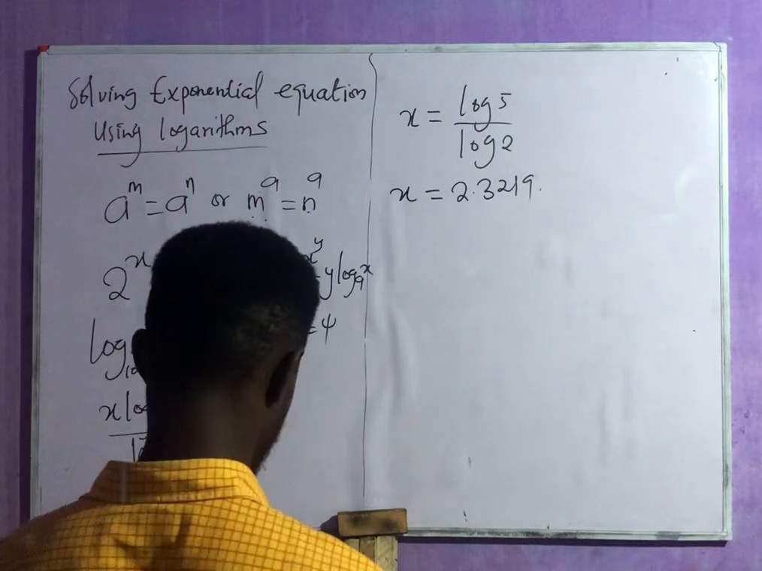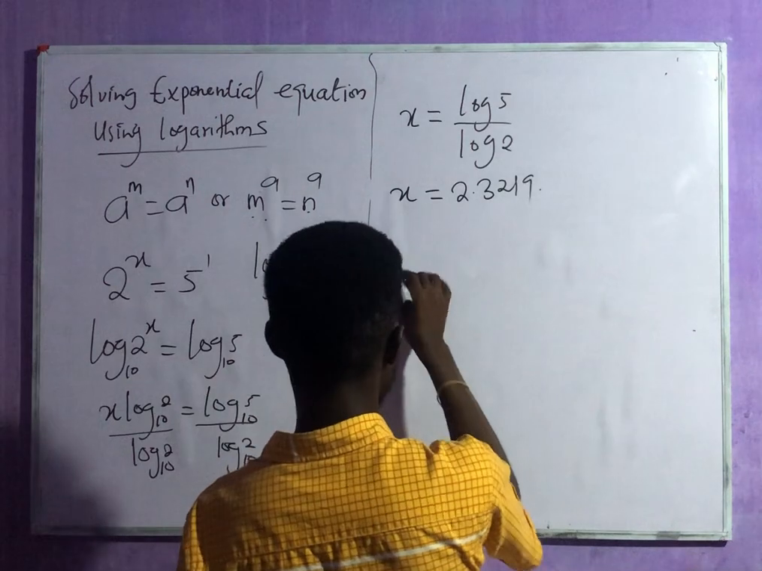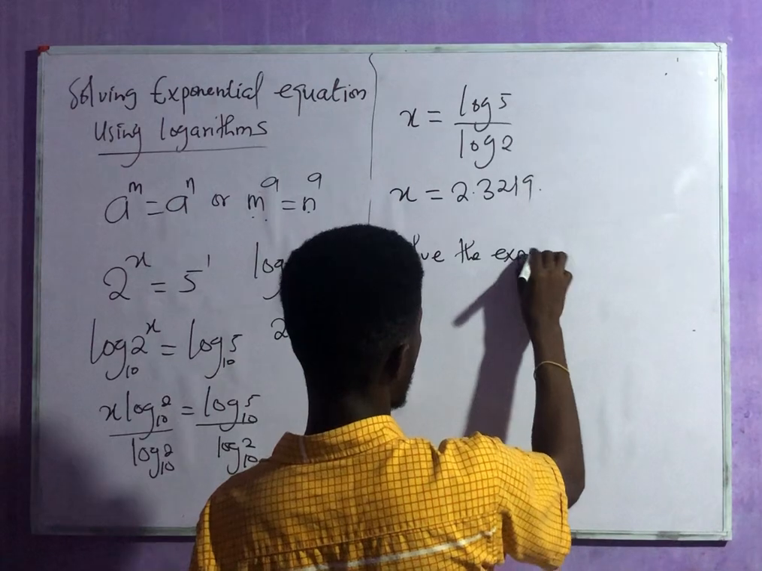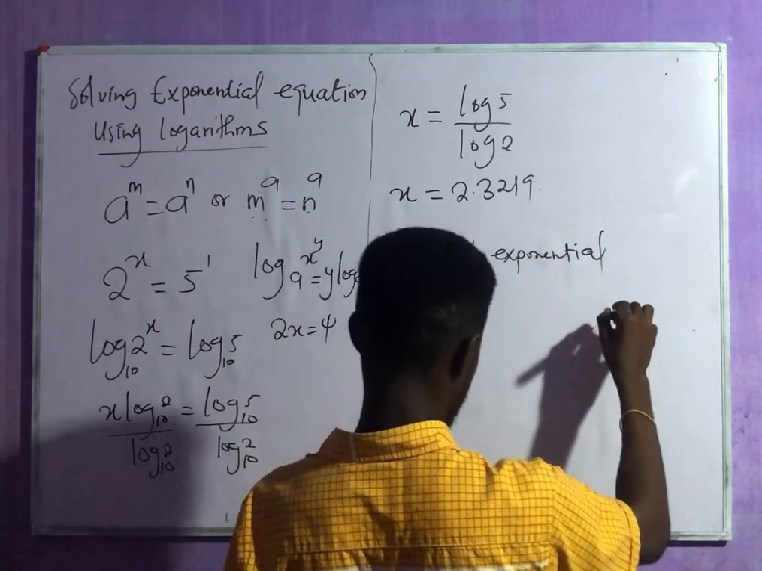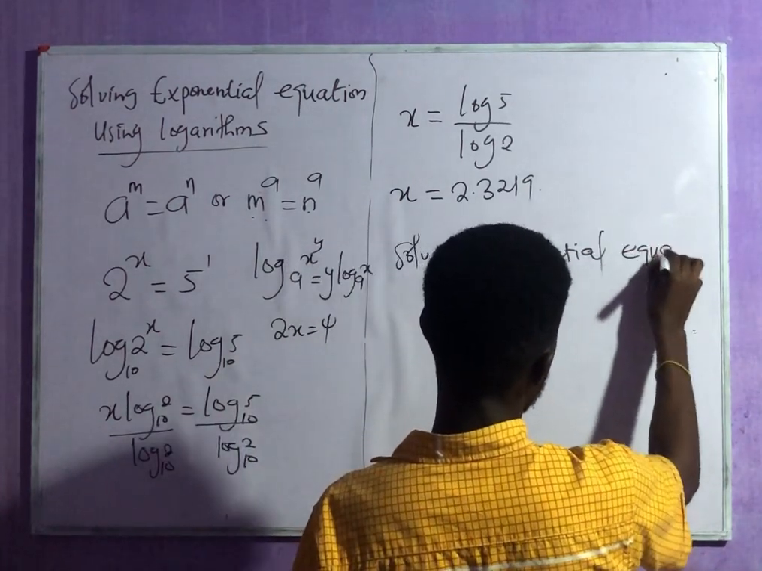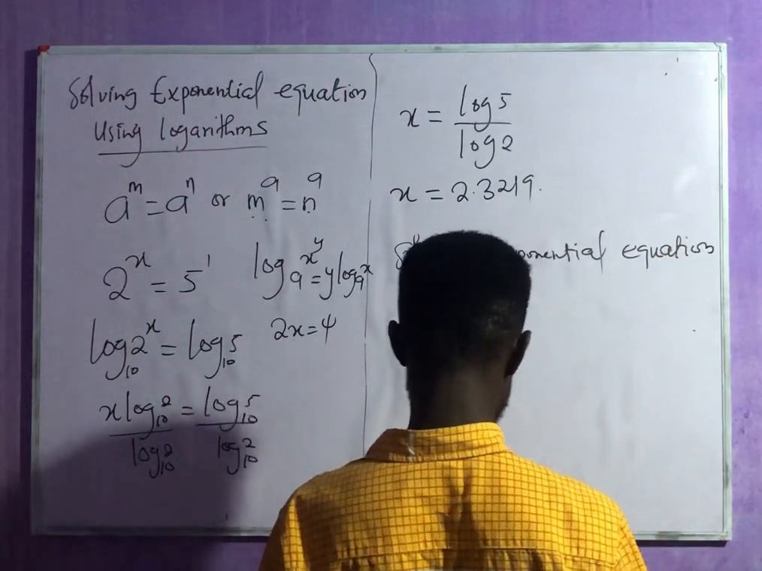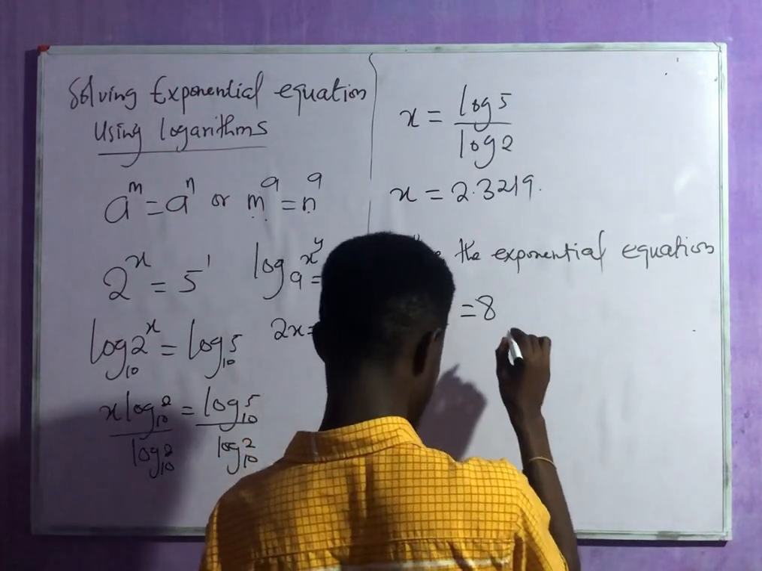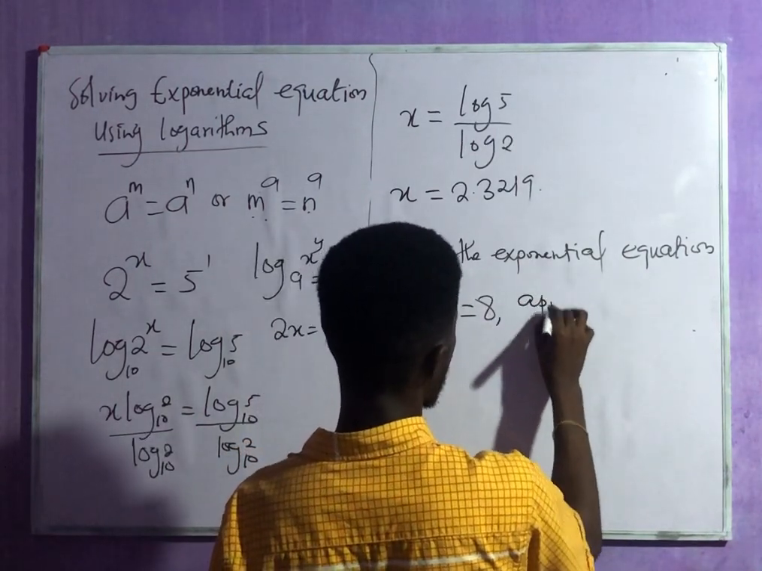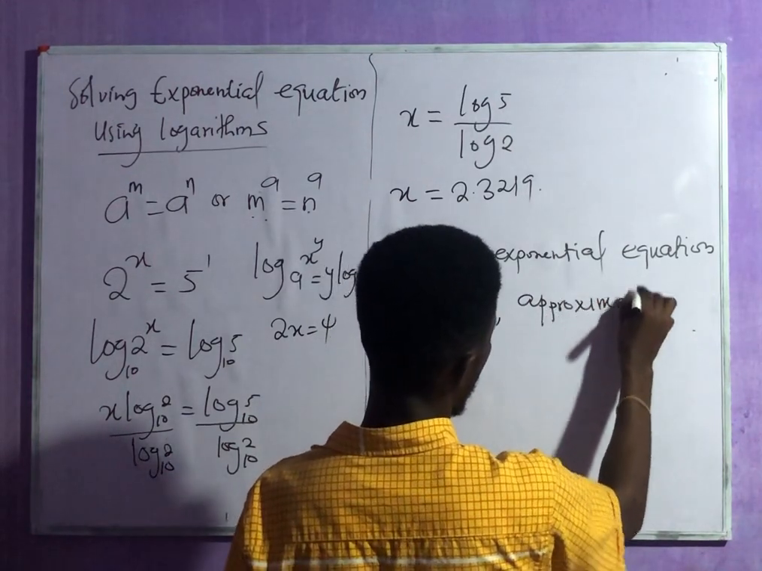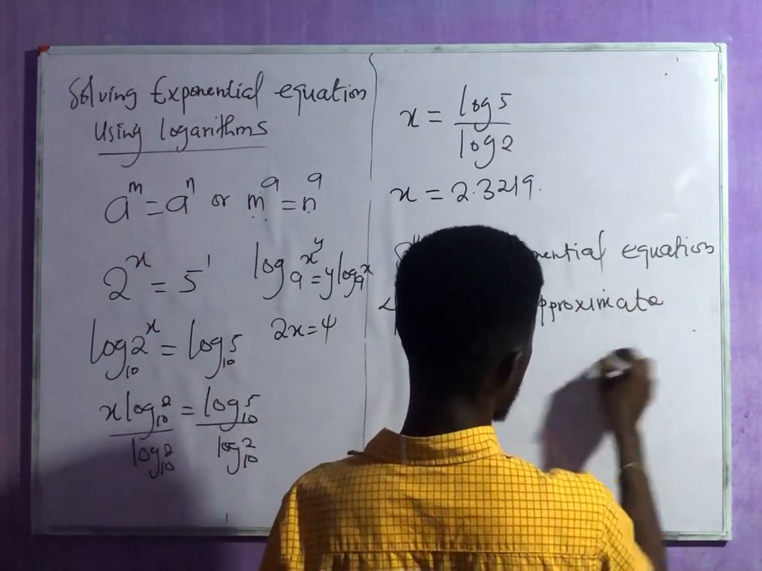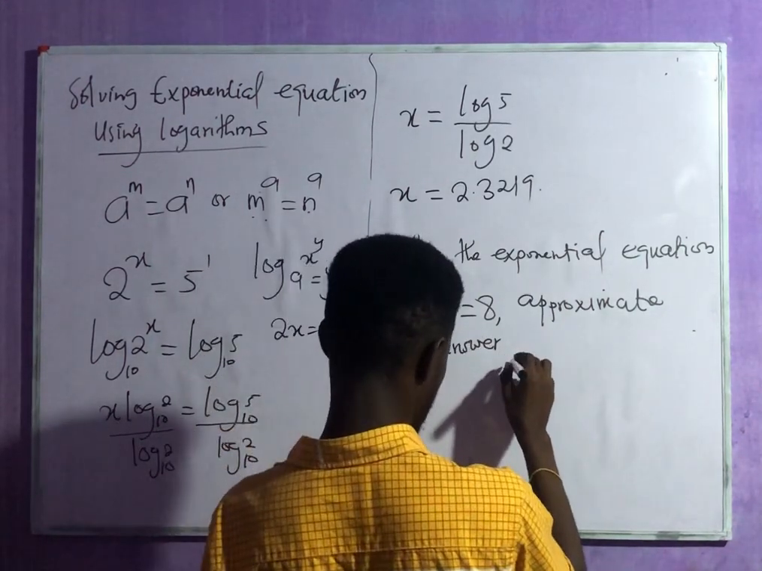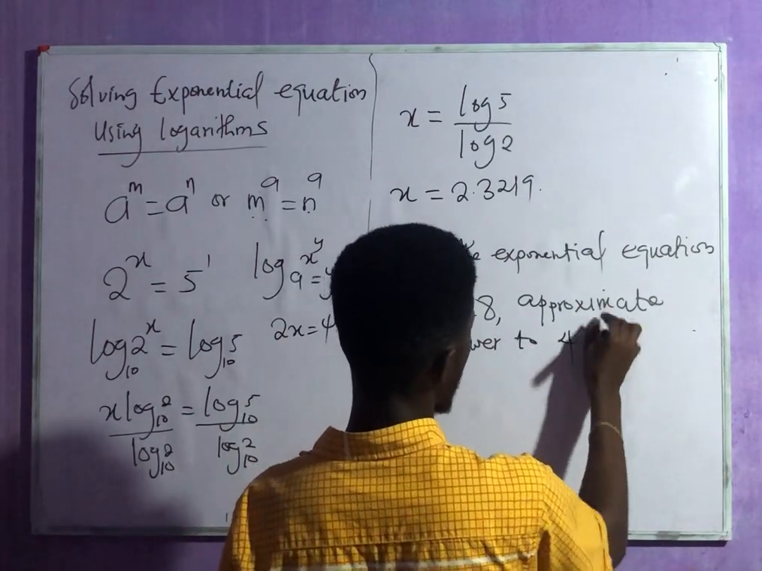Now let's look at this example. Solve the exponential equation 4 to the power 3x minus 1 equals 8. Approximate your answer to 4 decimal places.